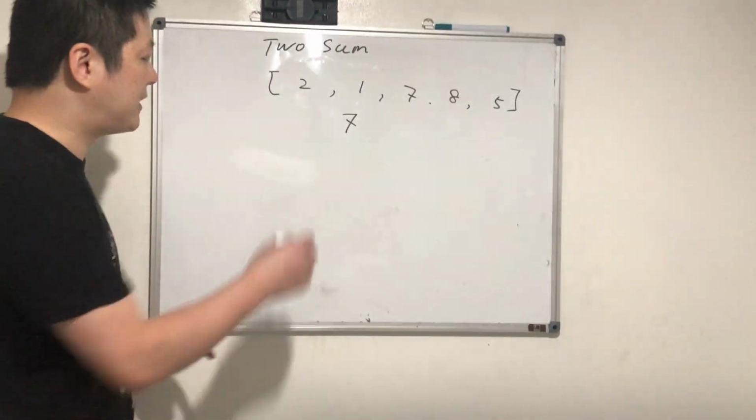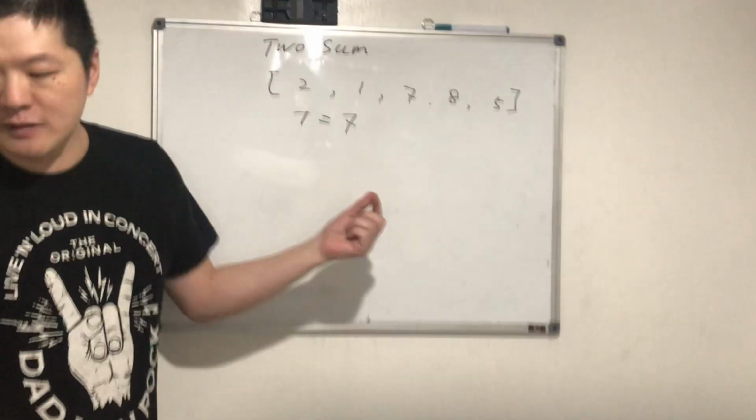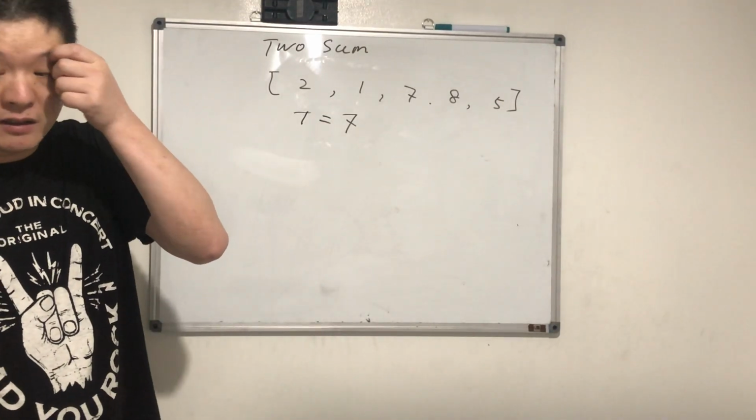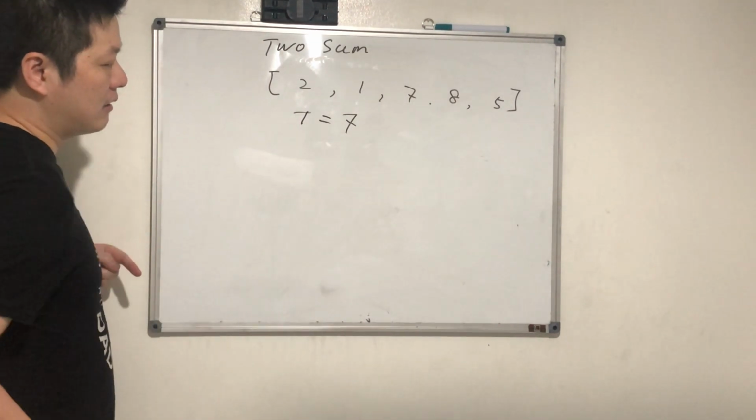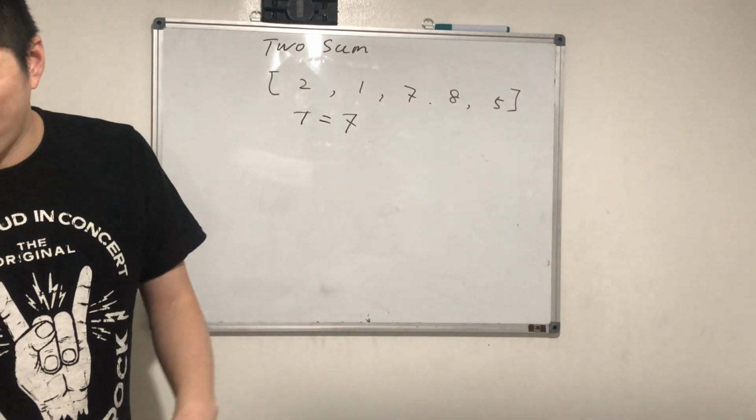So look, the target is 7. Which two numbers add to 7? 2 and 5. They have to be 2 numbers. That's why we call it two-sum.